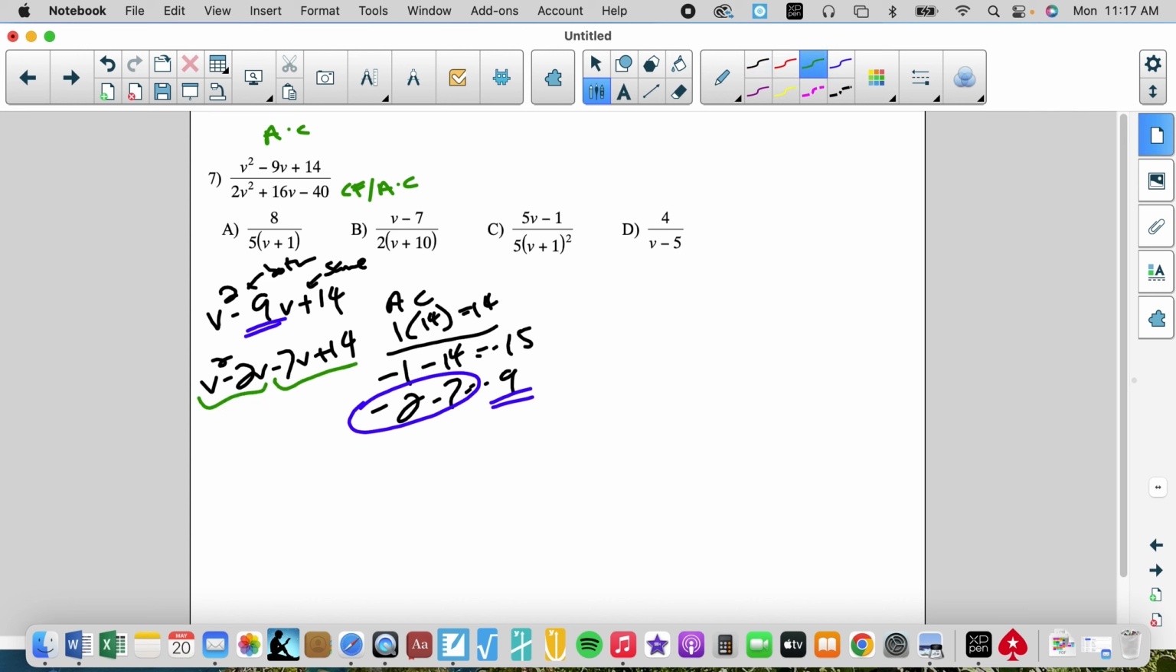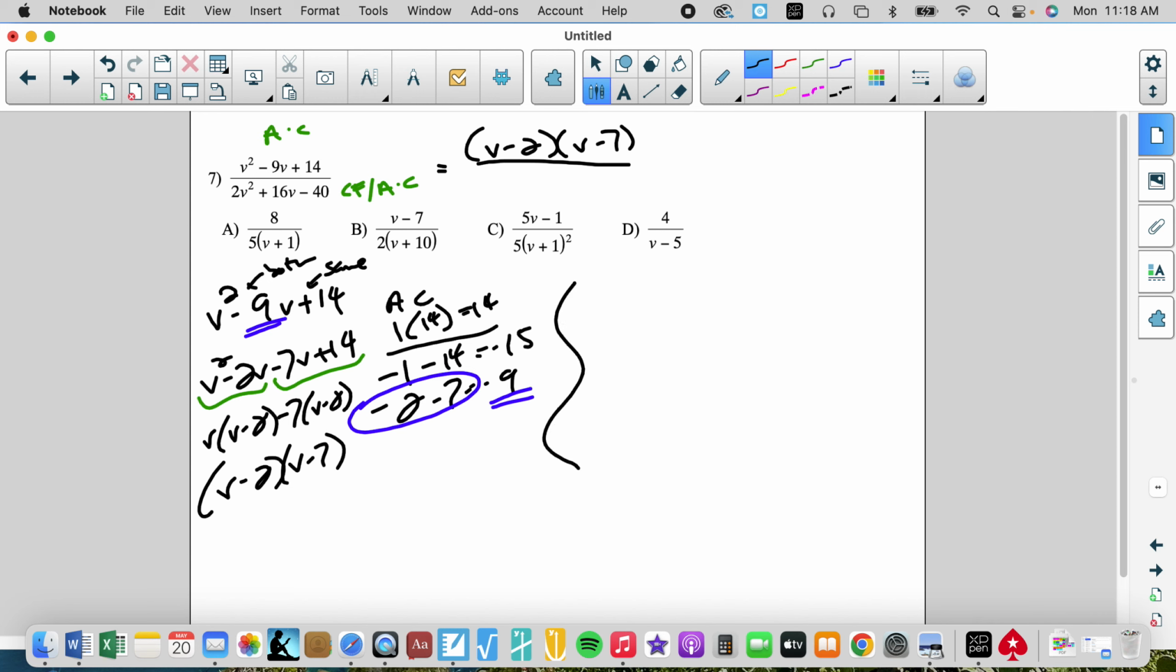Let's group and group. Factor out the V, V minus 2, factor out the 7, V minus 2. V minus 2, V minus 7. And now we have 2V squared plus 16V minus 40. Let's first factor out the 2. And that gives us V squared plus 8V minus 20.